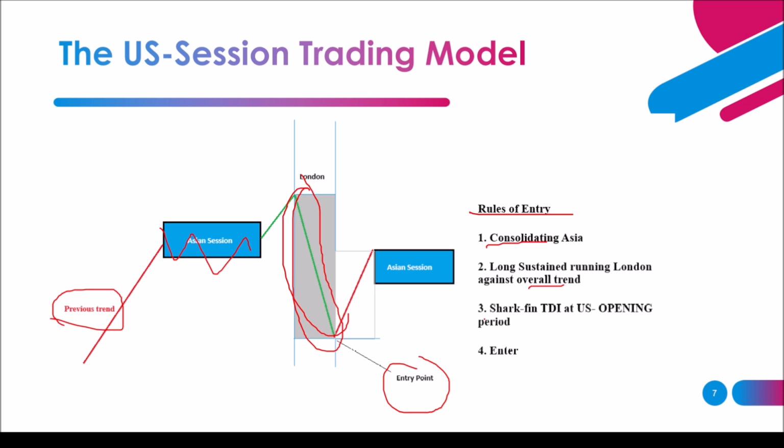Then after seeing a shark fin, that is when we'll actually make an entry, as I'll show you in the next slides.